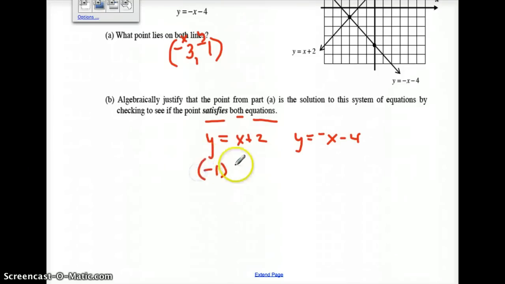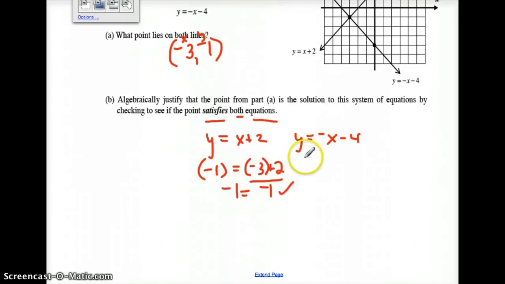So that's going to be negative 1 equals negative 3 plus 2. And let's just do this one completely. Negative 3 plus 2 is negative 1. And that's negative 1. So that one checks.